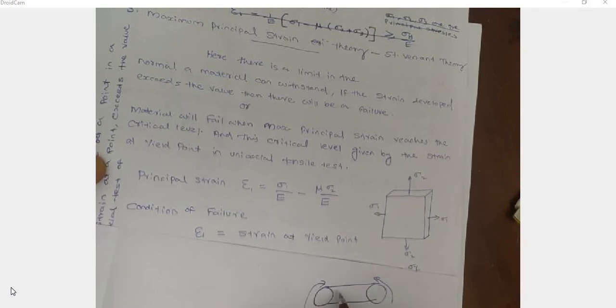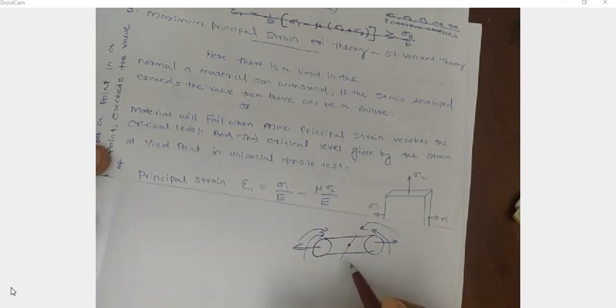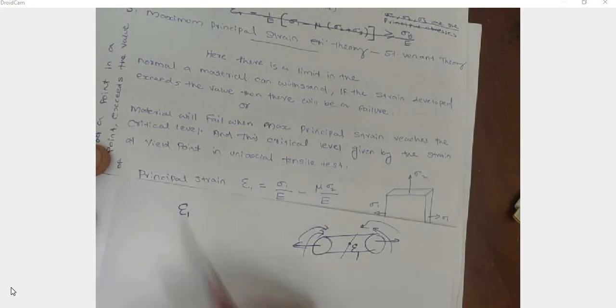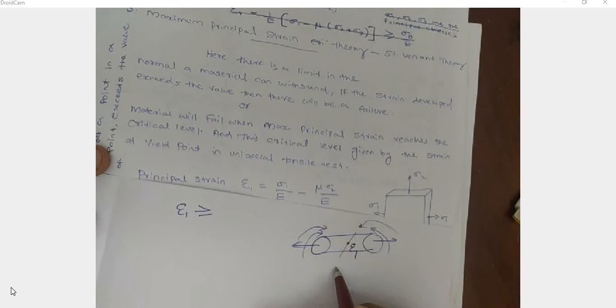Shear stress, normal stress, bending stress, everything is acting. So at any point on this body, there will be a maximum strain. That is the maximum normal strain, the principal strain, epsilon 1. And if this epsilon 1 is equal to or greater than the strain corresponding to the yield point, this is the strain corresponding to yield point.